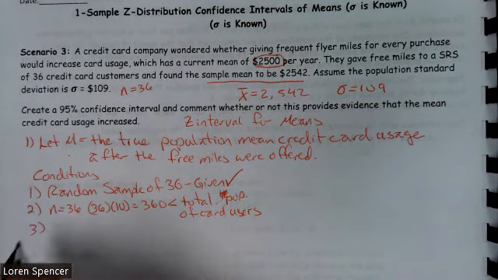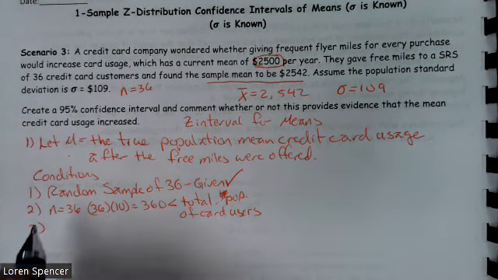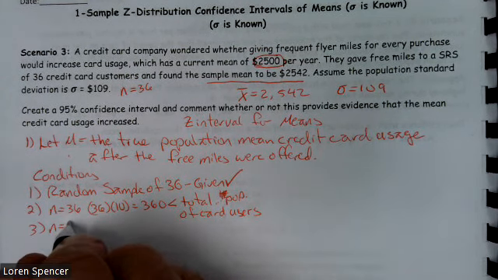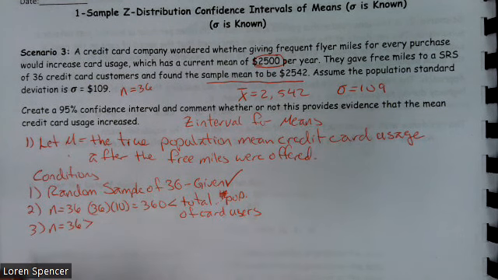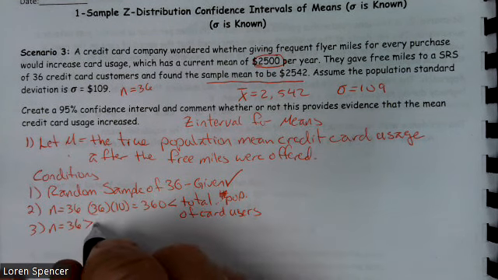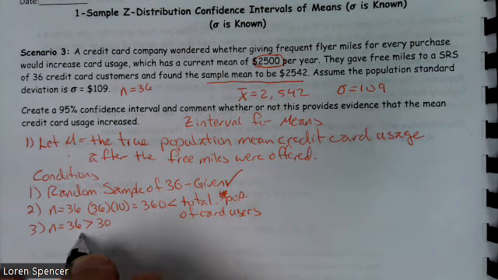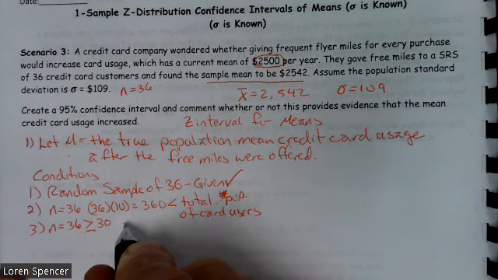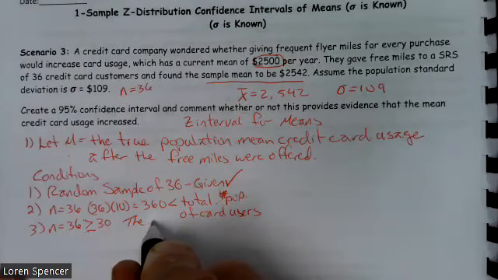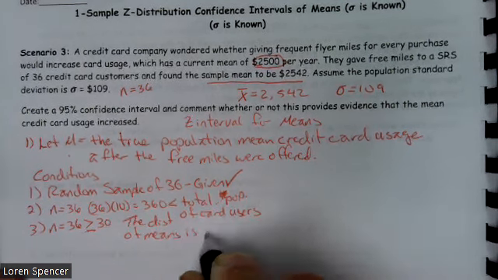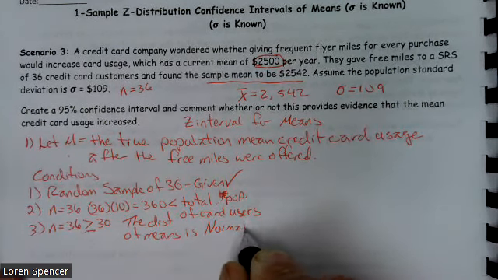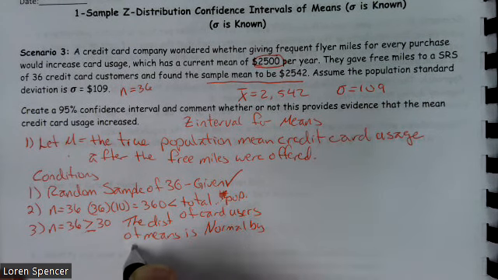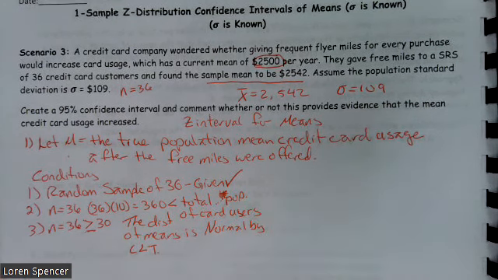Number 3 is normality. Well, they didn't tell me it was normal, but they did give me a sample size, and the distribution of means is normal if it's greater than 30. So N equals 36 is greater than or equal to 30. The distribution of means is normal by central limit theorem, by CLT.